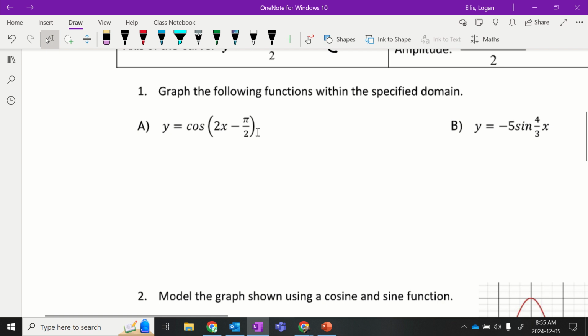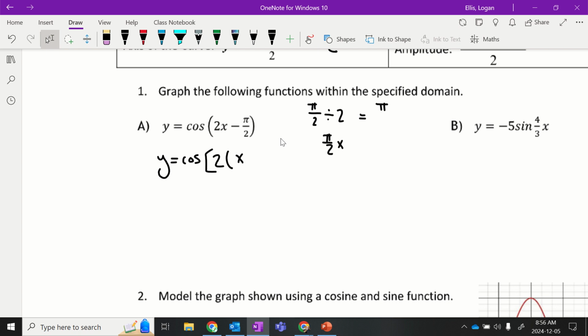We'll do a little sketch, but these are not set up right now in the form that we need. The form that we need is y equals cos, and then we would need some sort of k. So you have to factor out that 2, and when you do that, you have to do pi over 2 divided by 2, right? That's pi over 2 times 1 over 2. Yeah, pi over 4. So x minus pi over 4.